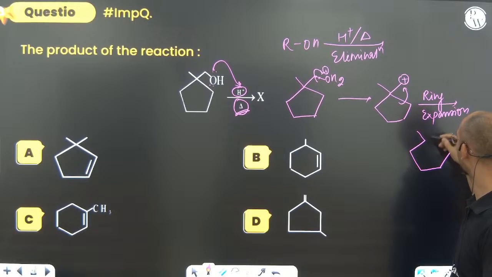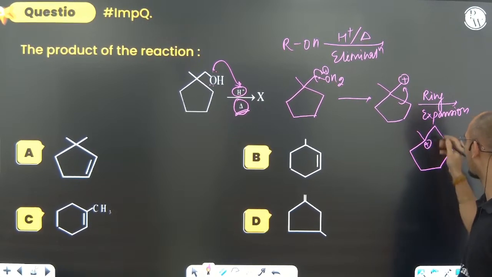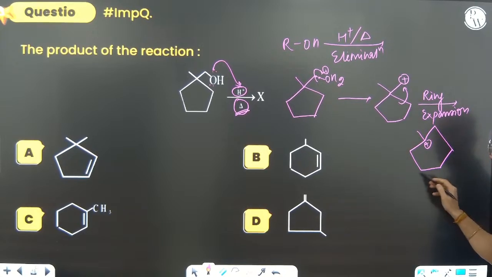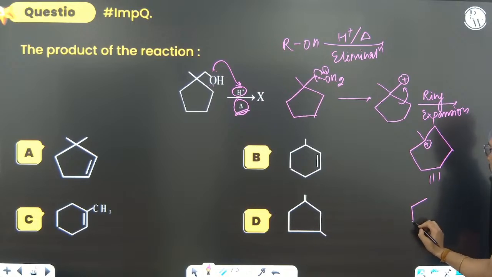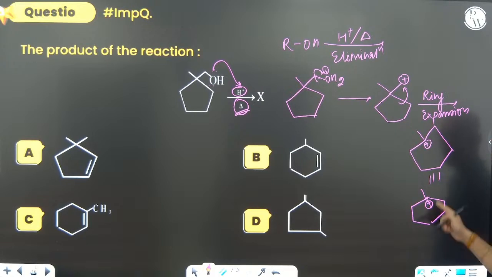And then we are going to have this whole part. Can you see how many membered ring is now there? We have a 6-membered ring. If there is a 6-membered ring and the positive charge is at the 3 degree carbon, so what will happen?